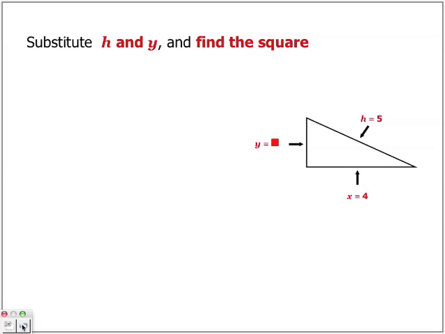Don't even think of the variables. What did we tell you? What's our equation? X squared plus y squared equals h squared. Yeah, you kind of got it. Okay. So what happens from there, guys?